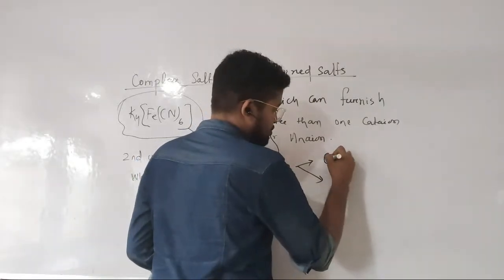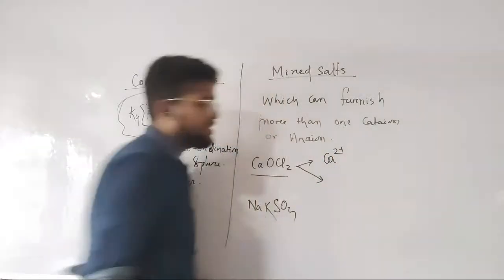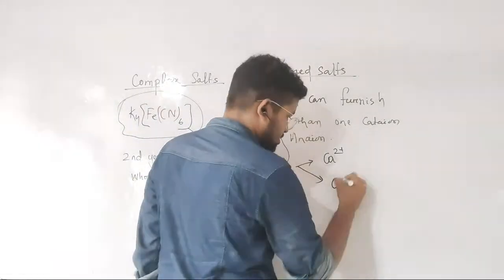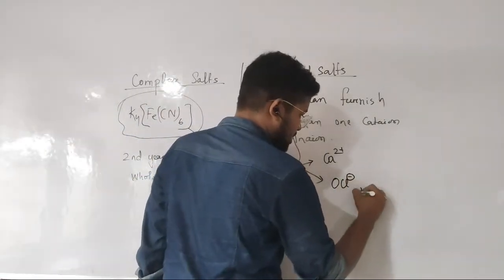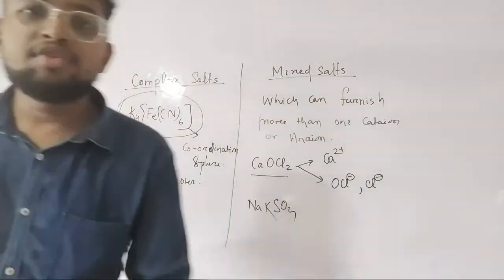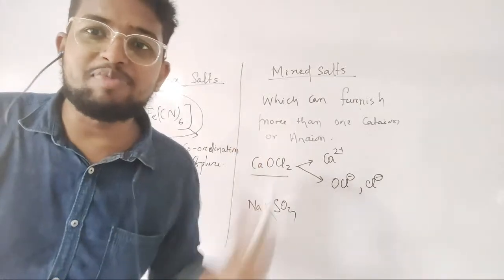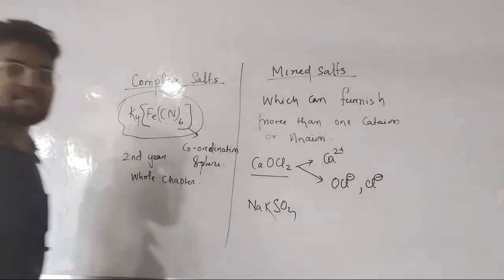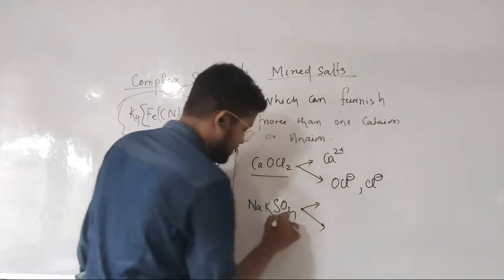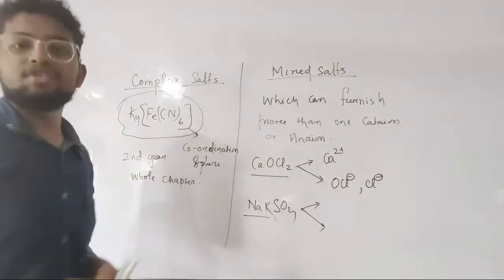So it will produce one cation, calcium 2 plus, and two anions, OCl minus and Cl minus. So two different anions and one cation. This is the very famous bleaching powder. How can you forget? Then here is the example where we'll get two cations and one anion.